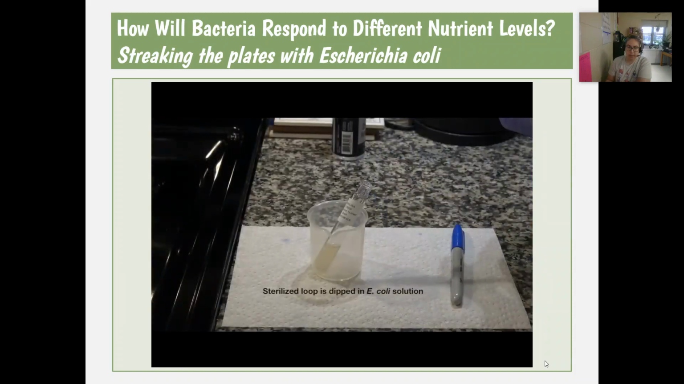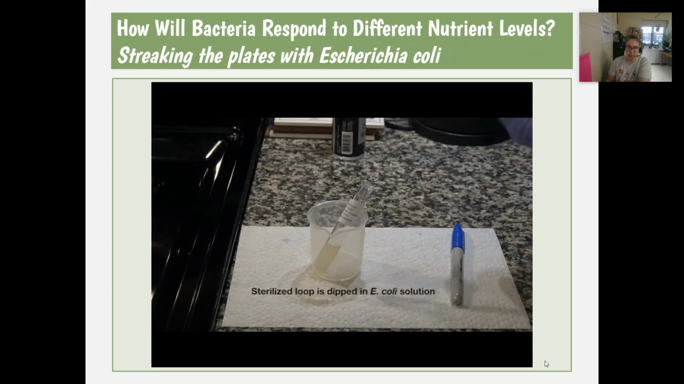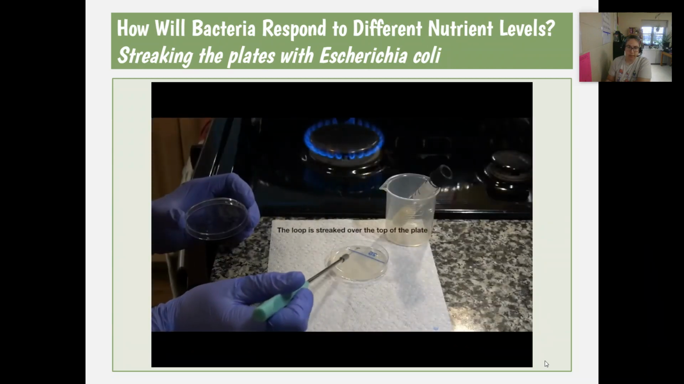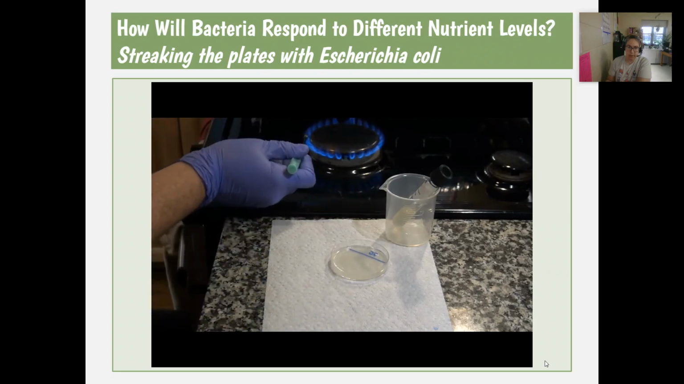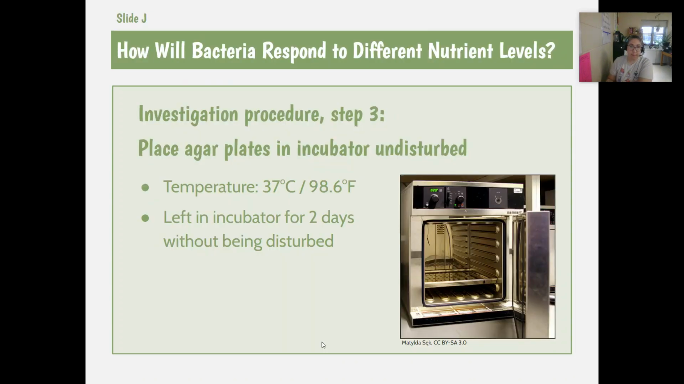Okay, this container contains the E. coli. So we're just going to dip the loop into the E. coli, cap it back up. And then this is streaking. So we're going to just rub the bacteria back and forth over the top of the plate and then sterilize our loop again. All right, next step, we have to incubate the plates.